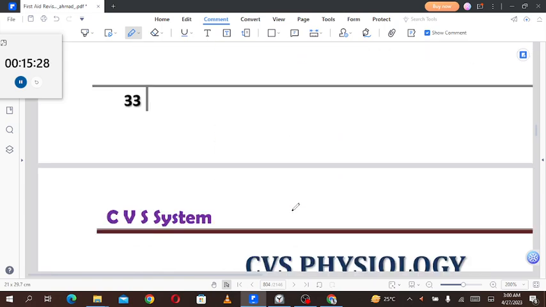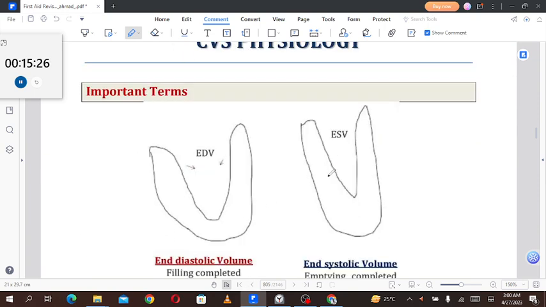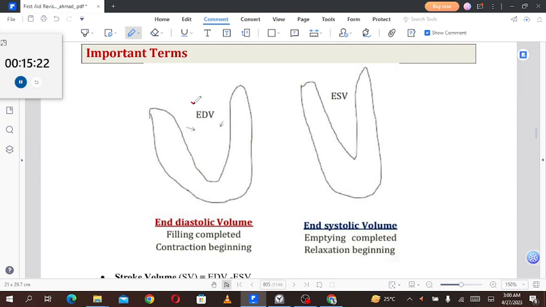So moving forward, now we have to talk about CVS physiology. The important terms are end diastolic volume and end systolic volume. Here you can see when the heart is relaxing, the end diastolic volume of a ventricle is this much. End systolic volume is lesser than the end diastolic volume, so it is just this structure.